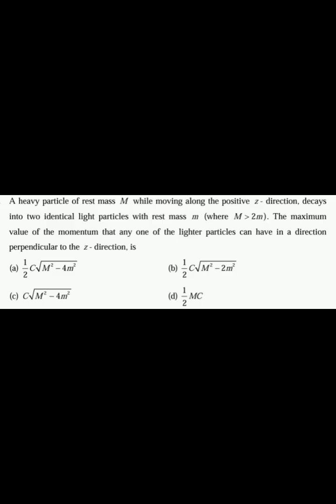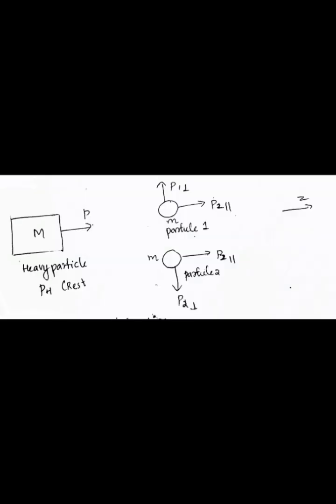The next question is, a heavy particle of rest mass capital M, while moving along a positive z direction, decays into two identical light particles with rest mass small m, where capital M is greater than 2m. The maximum value of momentum that any one of the lighter particles can have in a direction perpendicular to the z direction is dash.